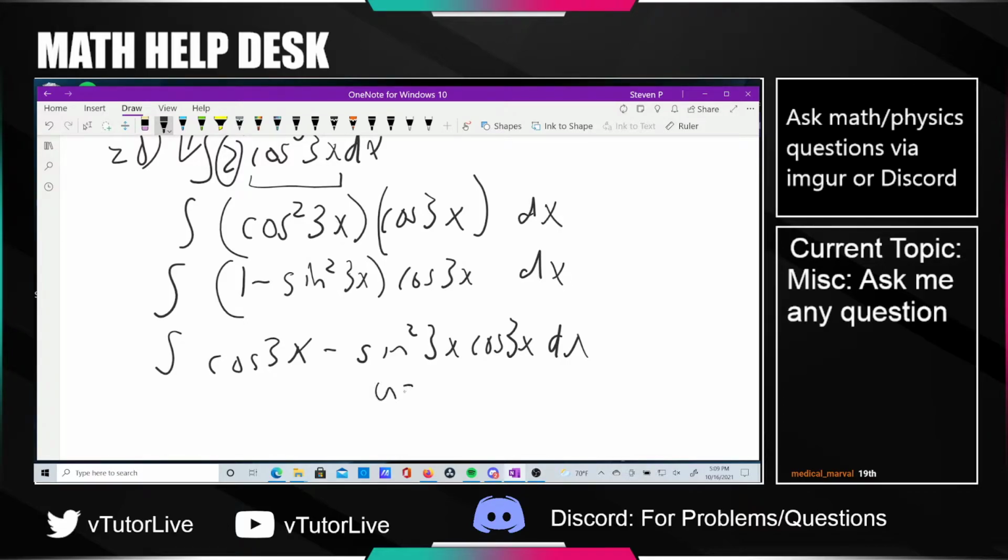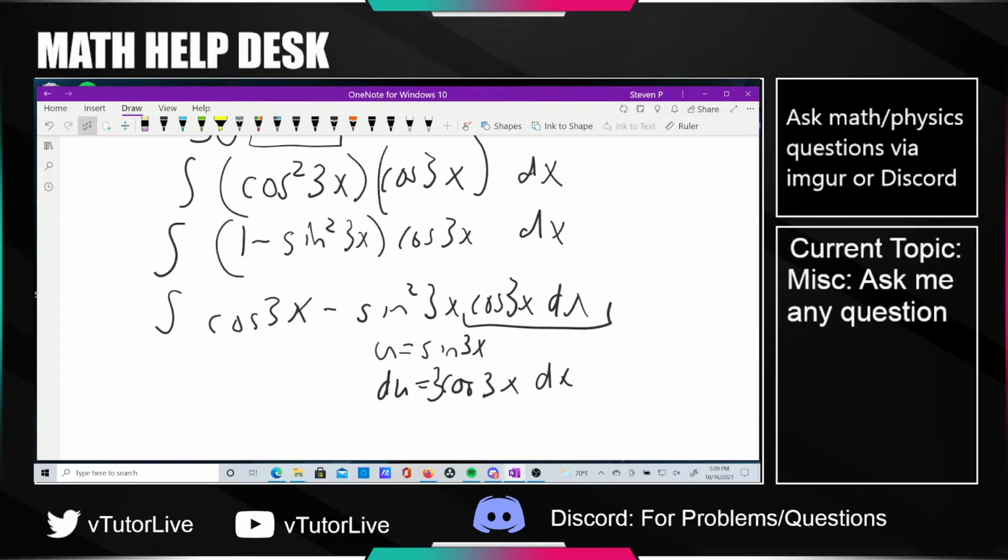But okay, here we let u be equal to sine of 3x and du be equal to cosine of 3x. And there needs to be a 3 because of the chain rule, right? And you can see how cleanly this is going to let us integrate this thing by using u substitution.